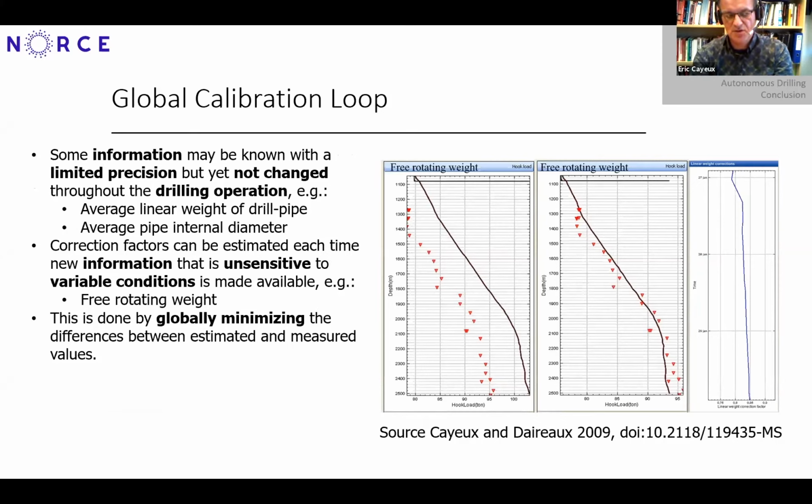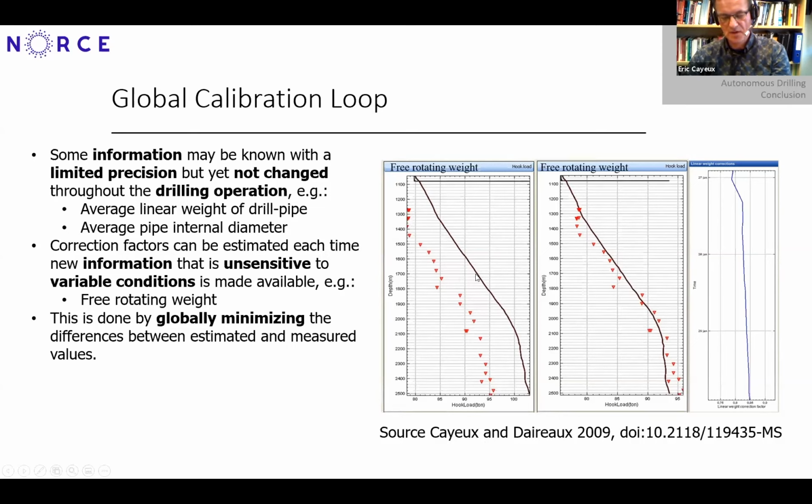There are some uncertainties which are more like ill-defined information. I would just mention, for example, the average linear weight of the drill pipes. If you take the linear weight of the drill pipe and vary it by half a kilo per meter, this may give you a difference of 5 to 10 tons at the hook load. So you need to recalibrate that compared to the observation that you have. And this is what we do in an operation which we call the global calibration loop, because we don't expect the linear weight of the drill pipe to change very much through the drilling operation.